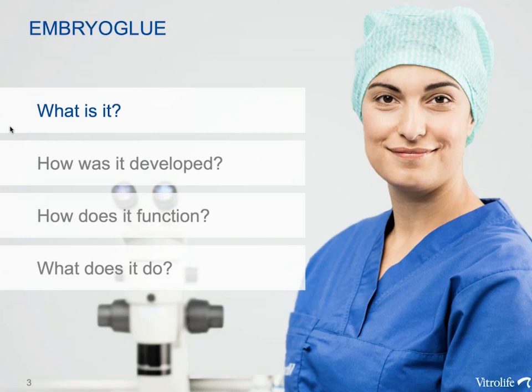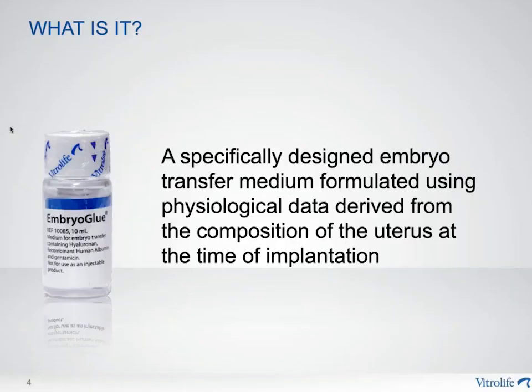So what is Embryoglue? Embryoglue is a medium that we designed specifically for embryo transfer. It's characterized by high levels of hyaluronan, and therefore it's based around physiological data on the composition of the uterus at the time of implantation. Furthermore, rather than having serum albumin in the medium, it contains human recombinant albumin. And therefore, not only is it one of the most effective transfer media, but it's also the safest.